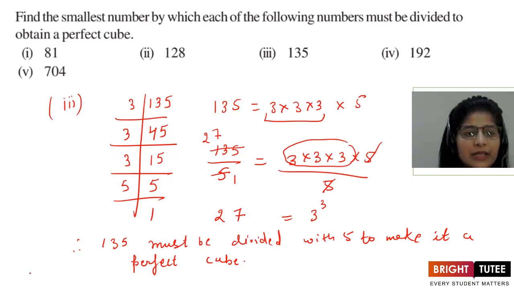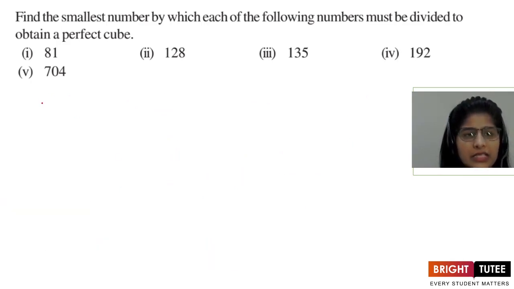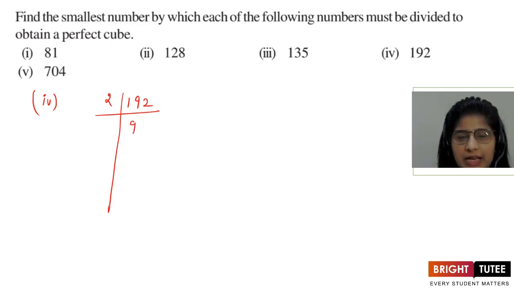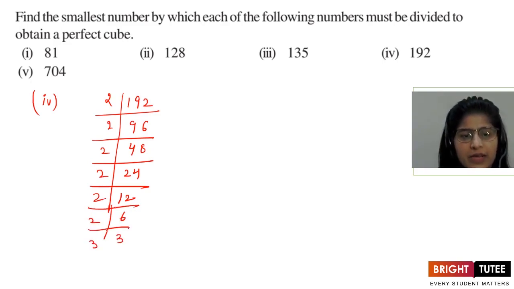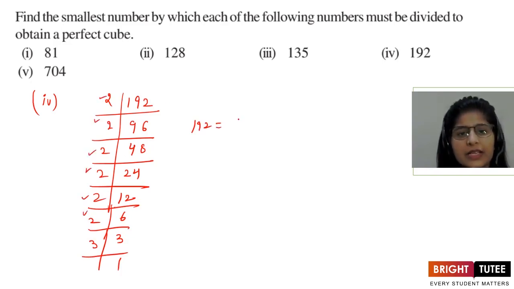Let's discuss the fourth part, that is 192. Let's divide it, starting with 2. 2 9s are 18. 2 6s are 12. 2 4s are 8. 2 8s are 16. 2 2s are 4. 2 4s are 8. 2 1s are 2. Then we have 2 6s are 12, 2 3s are 6, and then we are left with 3. So 192 can be expressed as 6 times 2, 1 2 3 4 5 6, and 1 time 3.